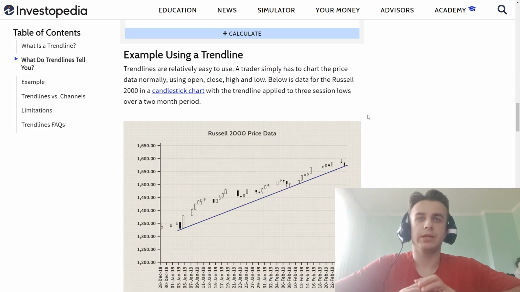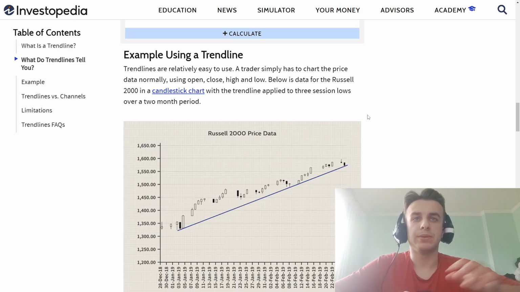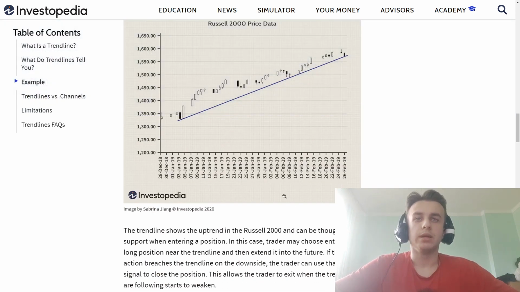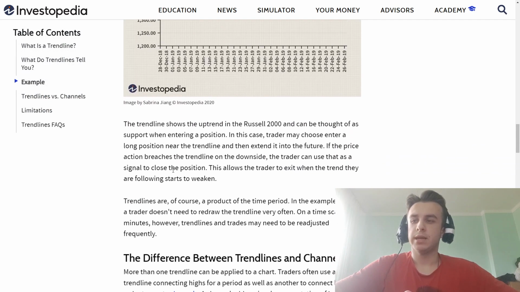Example using a trend line. Trend lines are relatively easy to use. A trader simply has to chart the price data normally using open, close, high and low. Below is this data for the Russell 2000 in a candlestick chart, with the trend line connecting the three successive lows over the 2 months period.